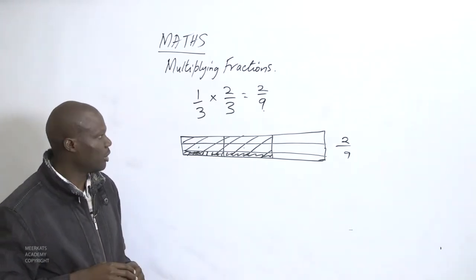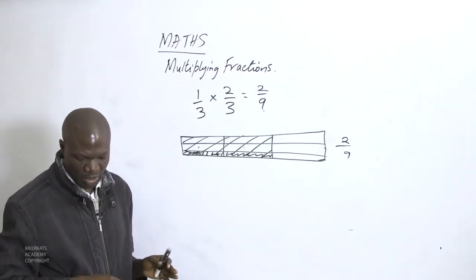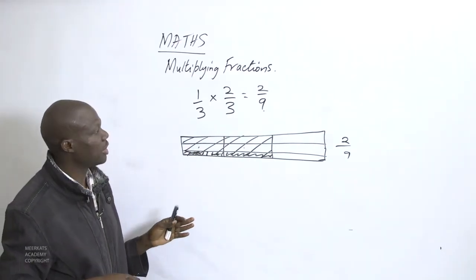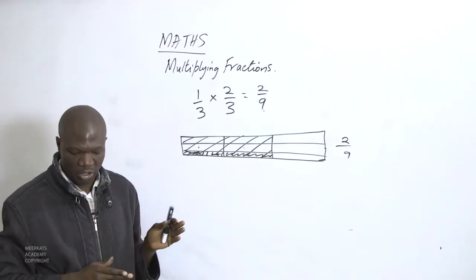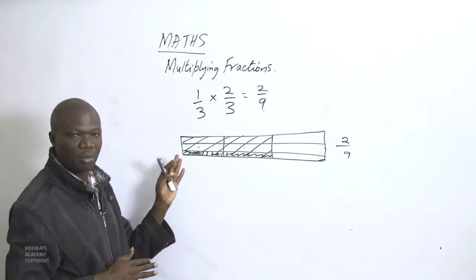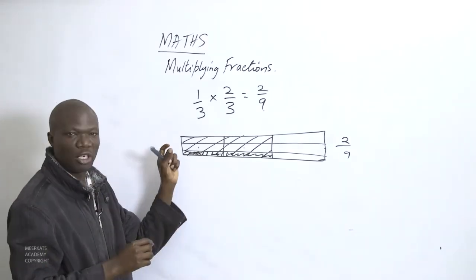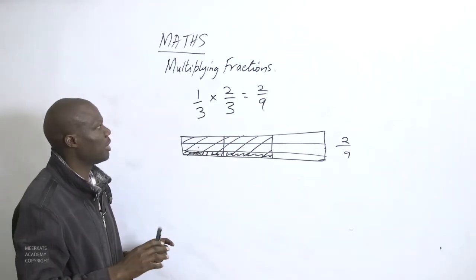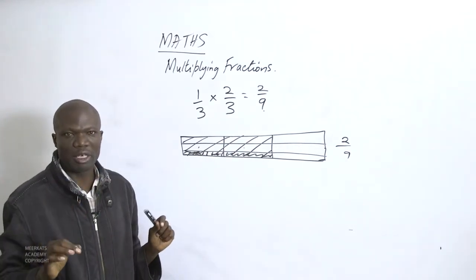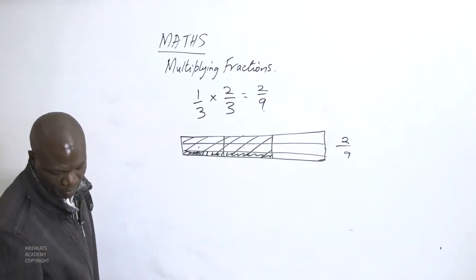There are many other ways we can use to illustrate this particular problem, but basically we should know that when multiplying fractions, as we shall see, there are steps to observe. We shall look at them independently and see that we multiply the numerators and multiply the denominators without any problem.